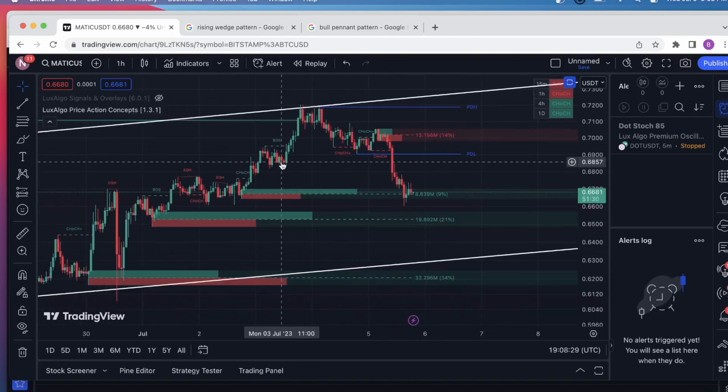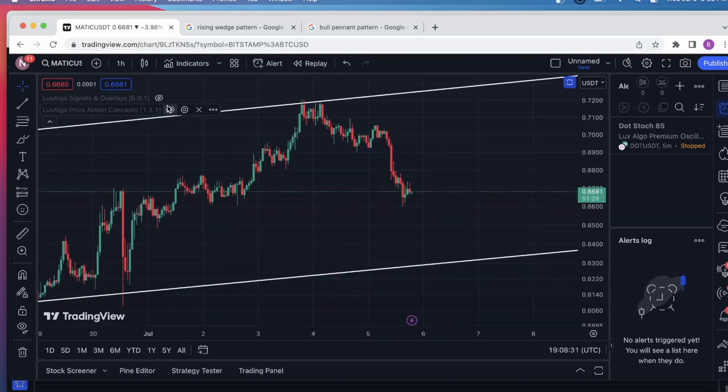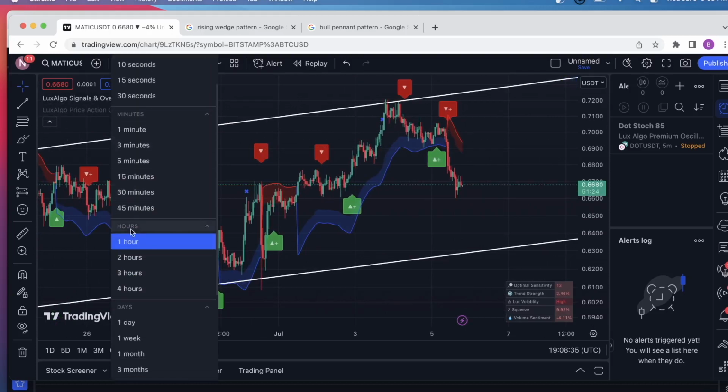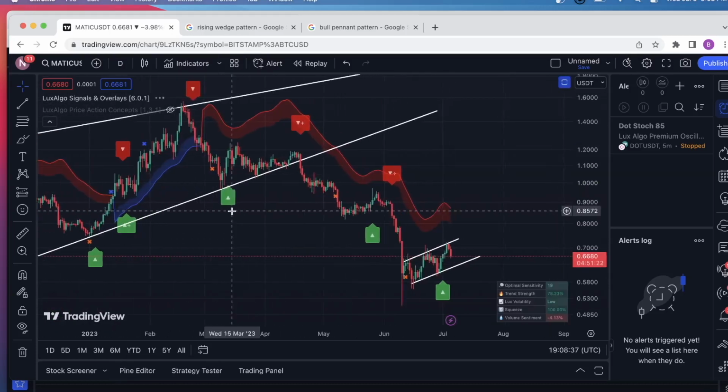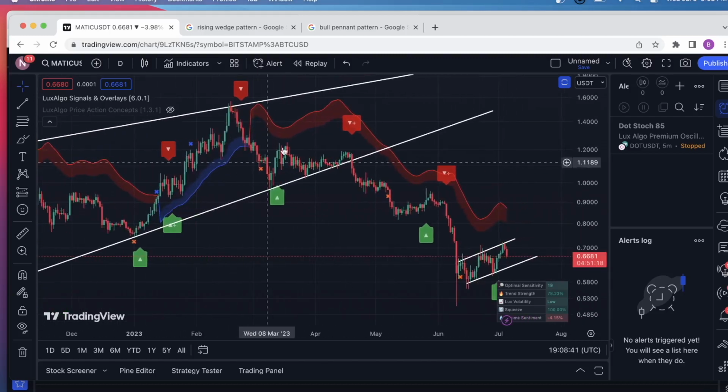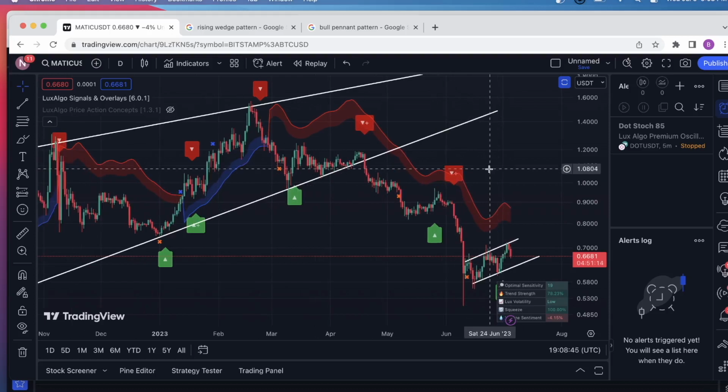So let me see one more thing here. Let's look at the dynamic support and resistance with the smart trail. Okay, so guys, the trend is still down. We are below the red smart trail, which indicates that we are in a downtrend.